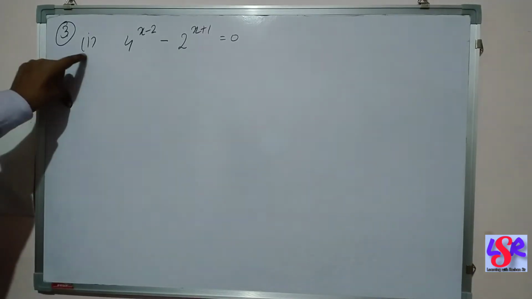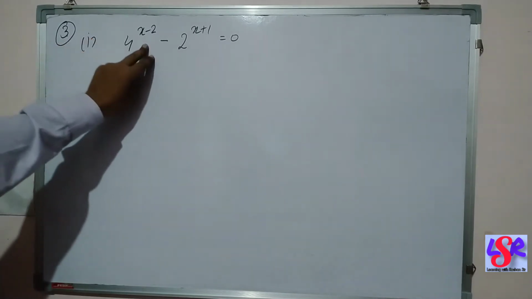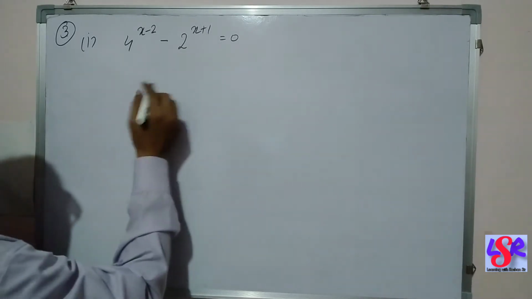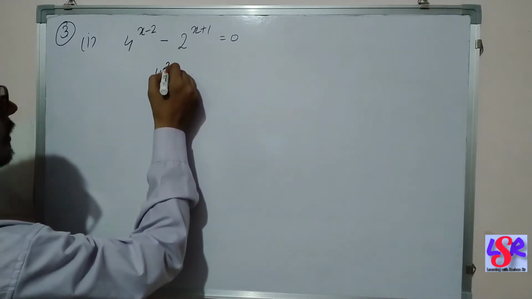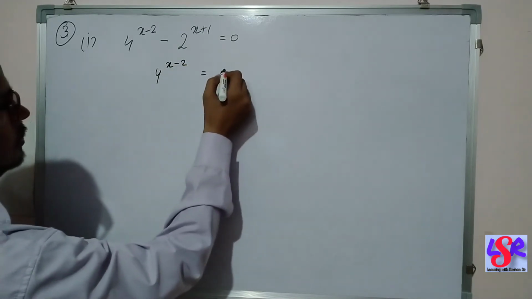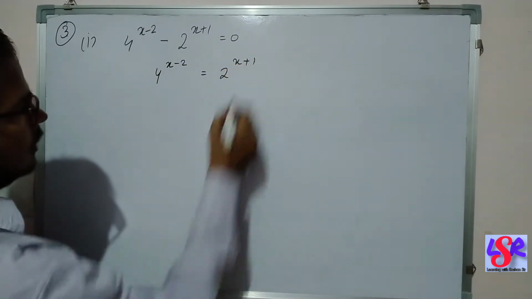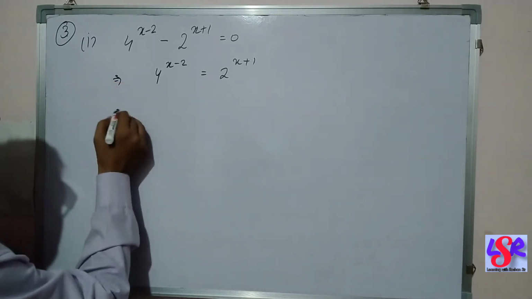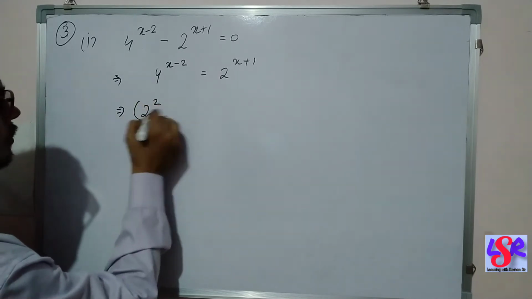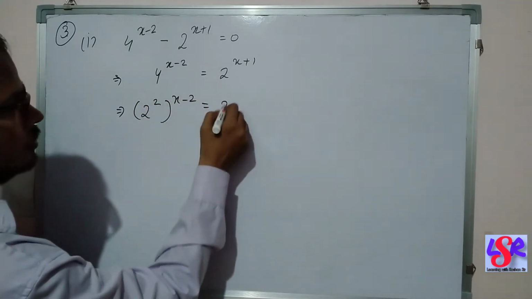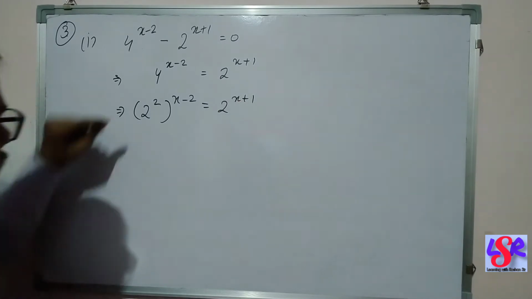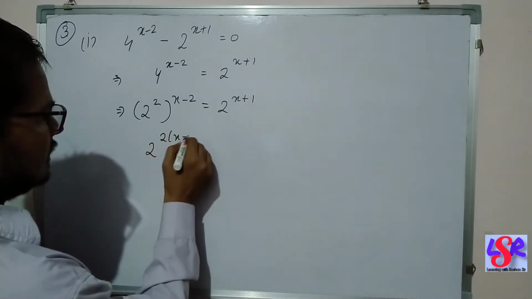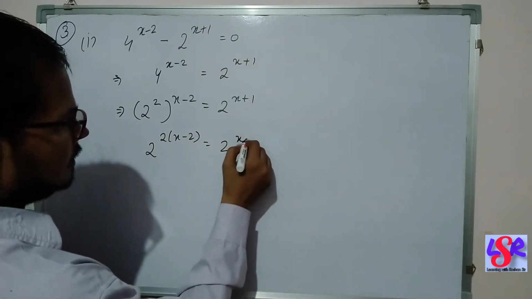Now let's see question number 3, first part. Here we have 4 to the power x minus 2 minus 2 to the power x plus 1. Very first of all, we'll put this 2 on the other side. This will become 4 to the power x minus 2 equals 2 to the power x plus 1. Now, this 4 can be written with the base of 2, that is (2 to the power 2) whole to the power x minus 2 equals 2 to the power x plus 1. Now, we're going to open this bracket, and this will be 2 to the power 2(x minus 2) equals 2 to the power x plus 1.